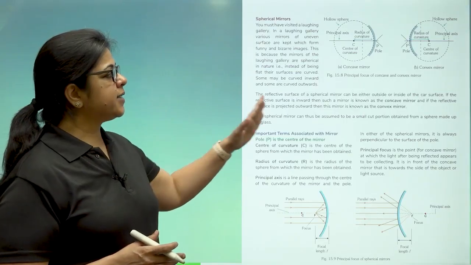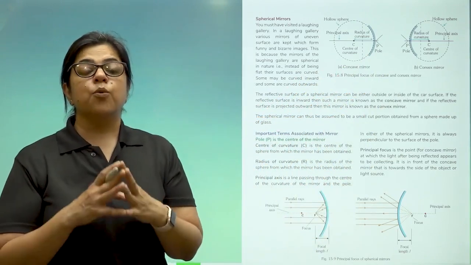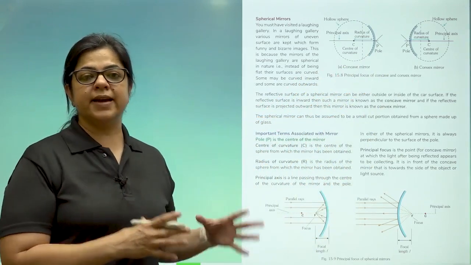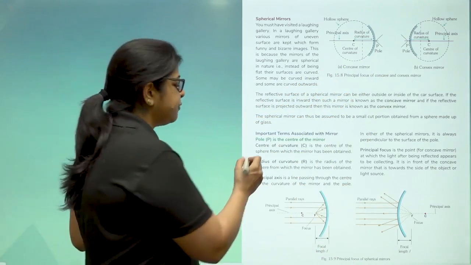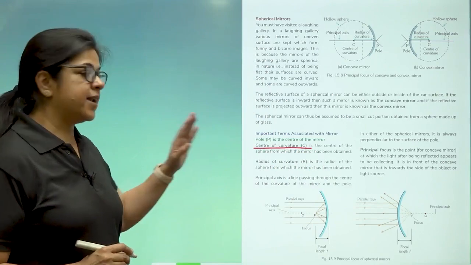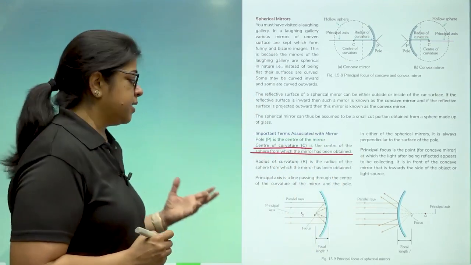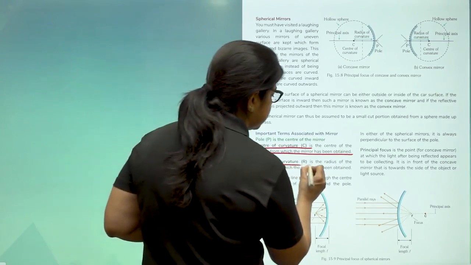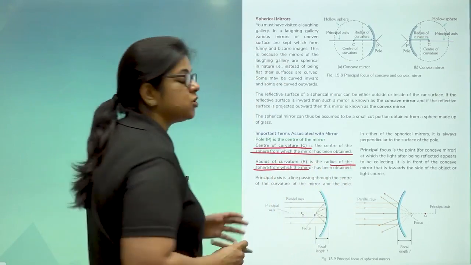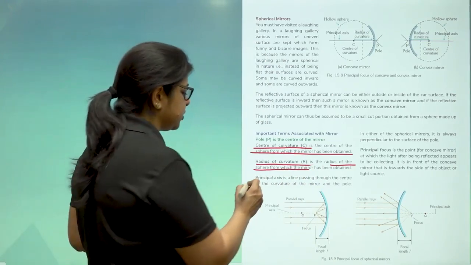So now you understand that these mirrors are actually a part of a whole sphere. What are the important terms that are connected with spherical mirrors? The first is the center of curvature. It is the center of the sphere from which the mirror has been obtained. The second is radius of curvature. Again, this is the radius of the sphere from which the mirror has been taken out.